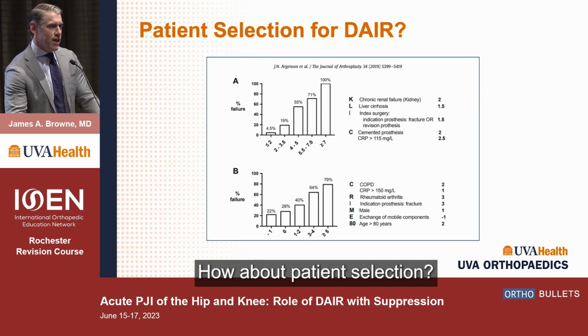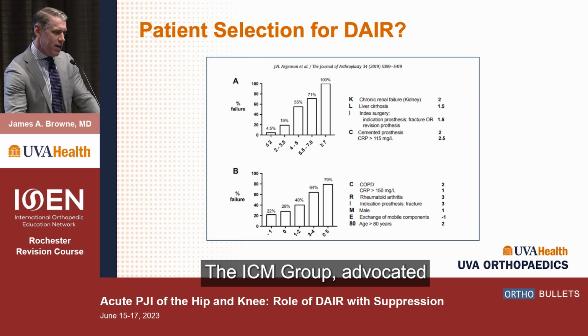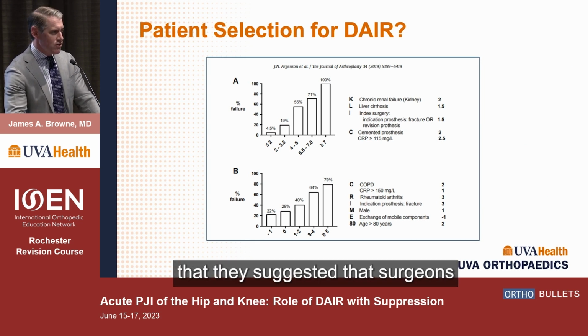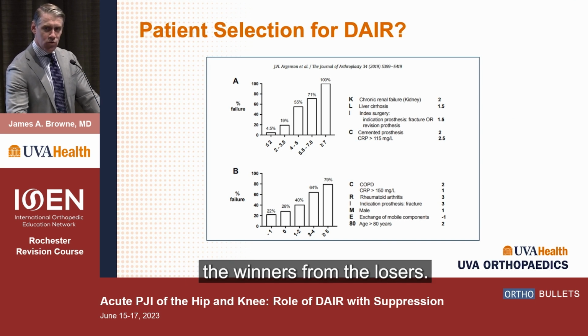How about patient selection? The ICM group advocated for these various scoring tools. The CLIC or the CRIME 80 were two that they suggested that surgeons could use to try to pick the winners from the losers.